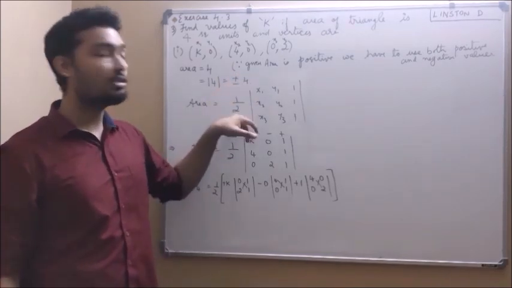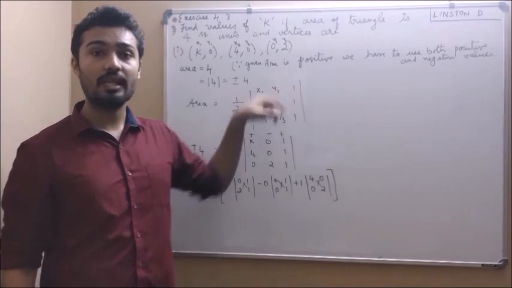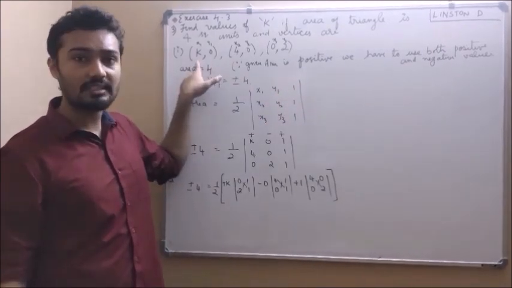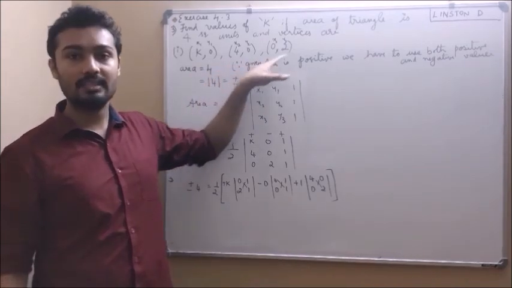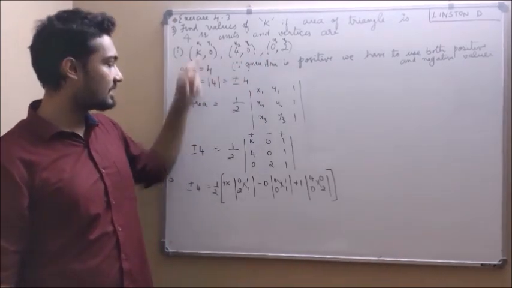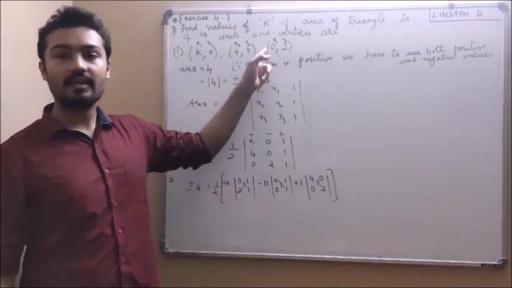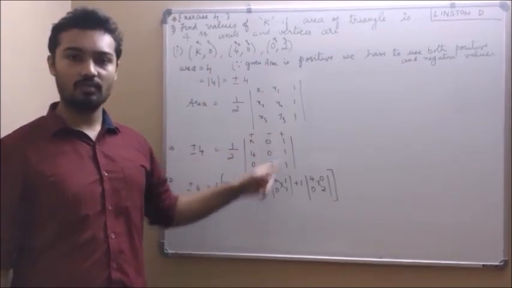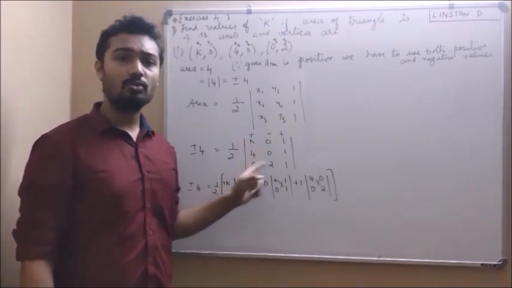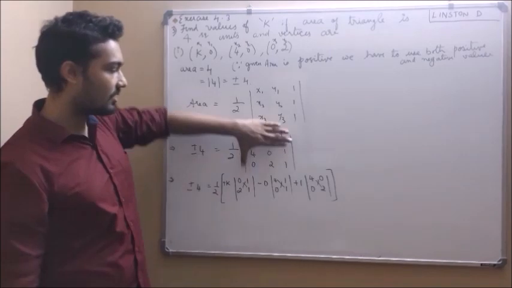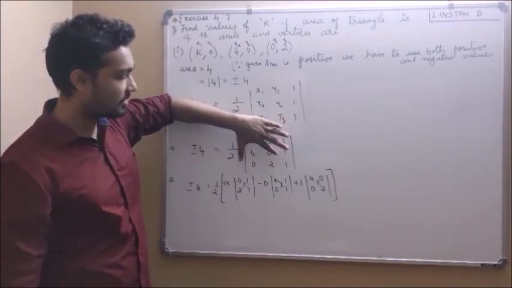Area is nothing but half into determinant of x1, y1, 1, x2, y2, 1, x3, y3, 1. So these vertices x1, y1, x2, y2, x3, y3. Substitute here x1, y1 is k, 0, x2, y2 is 4, 0, x3, y3 is 0, 2. Substitute then 1, 1, 1. Now we take the determinant. You know how to take the determinant. Plus minus plus. Take plus k. Cover the row and column of k. What remains? 0, 1, 2, 1.